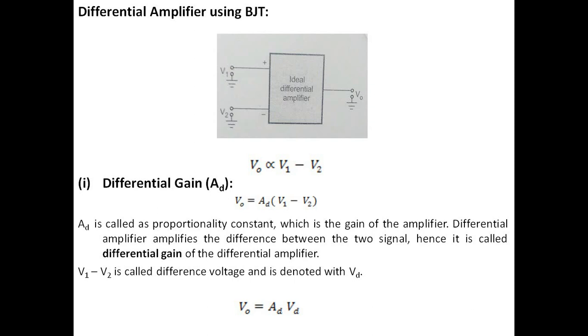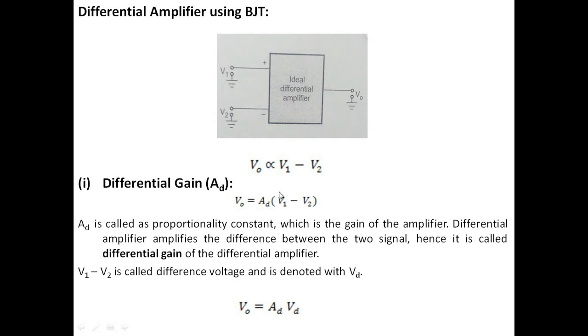And we know the differential amplifier is going to amplify the signal between the two signals. Whatever difference we have between the two signals, that difference it is going to amplify. That's why it is called the differential gain of the differential amplifier. V1 minus V2 is nothing but a differential voltage. We normally denote it with the parameter Vd. It is a differential voltage which gives you the difference between the two signals, Vd equal to V1 minus V2.